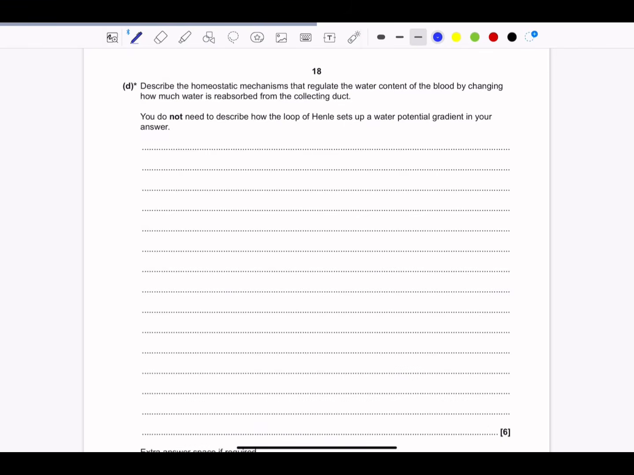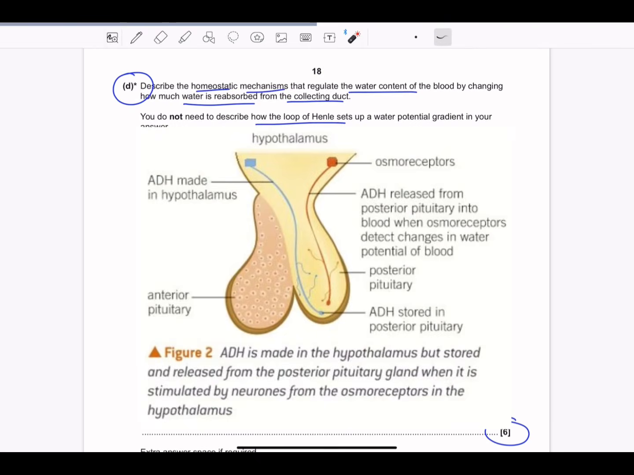The next question is to describe the homeostatic mechanisms that regulate the water content of the blood by changing how much water is reabsorbed from the collecting duct. You do not need to describe how the loop of Henle sets up the water potential gradient in your answer. Now, this question is marked by an asterisk, so it's assessing the quality of written communication, and it is also 6 marks.